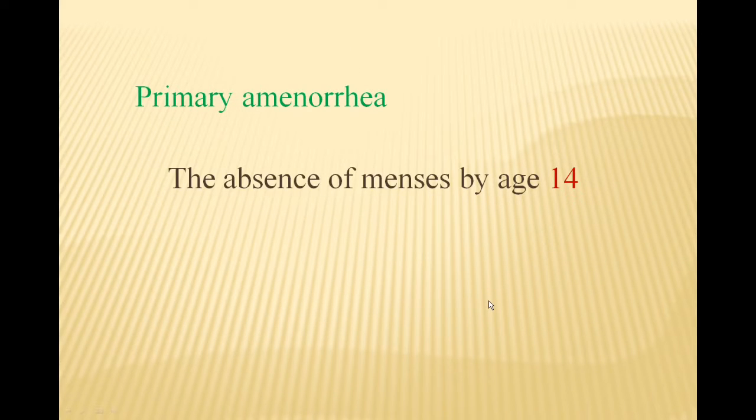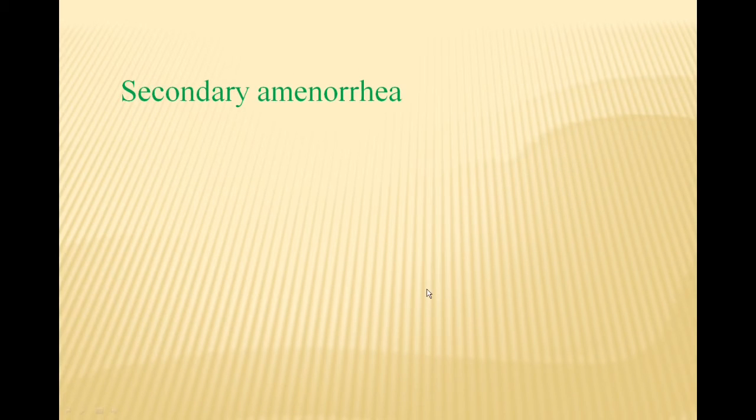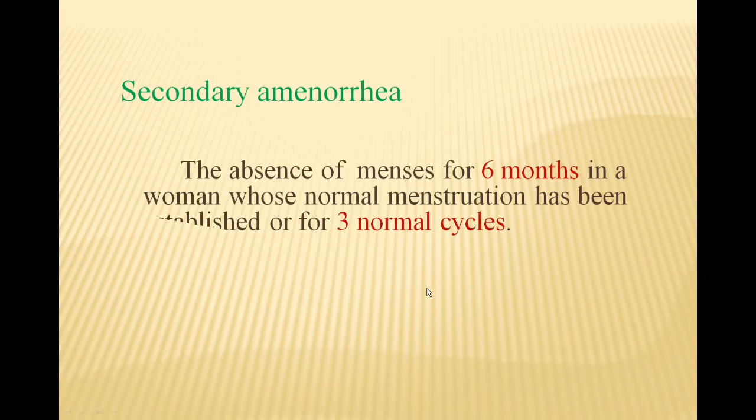Primary amenorrhea refers to the absence of menses by age 14. There are two situations of secondary amenorrhea. One is that the previous normal menstrual cycle is 1 month and the absence is more than 6 months. The other is that the previous menstrual cycle is more than 2 months and the absence is more than 3 normal cycles. Both are secondary amenorrhea.